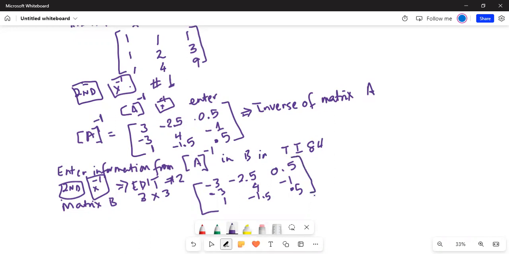So it's a 3 by 3 matrix. The last line is 1, 1, minus 1.5, and 0.5. Okay, so that is matrix A. Now I'm going to create some space and multiply A times B.